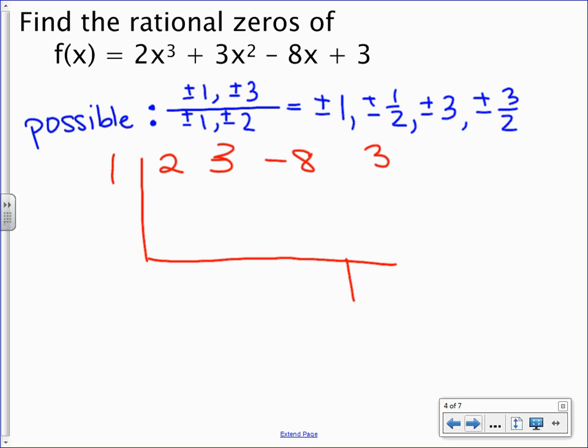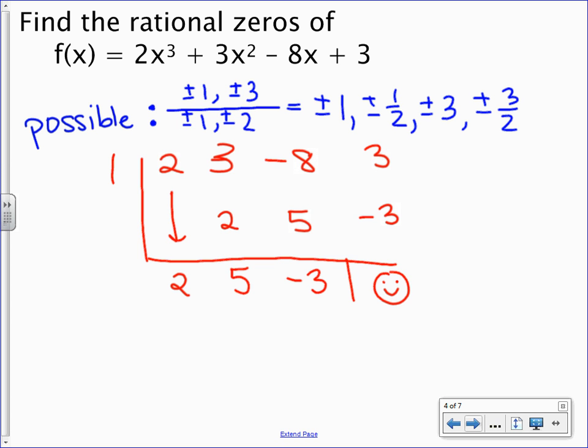Okay. So drop down the 2. 2 times 1 is 2. Add to get 5. 5 times 1. Add to get negative 3. Negative 3 times 1. Look at that. Good thing you changed your mind. Only 52 tries. Alright, so this was nice. We got it right on our first try.